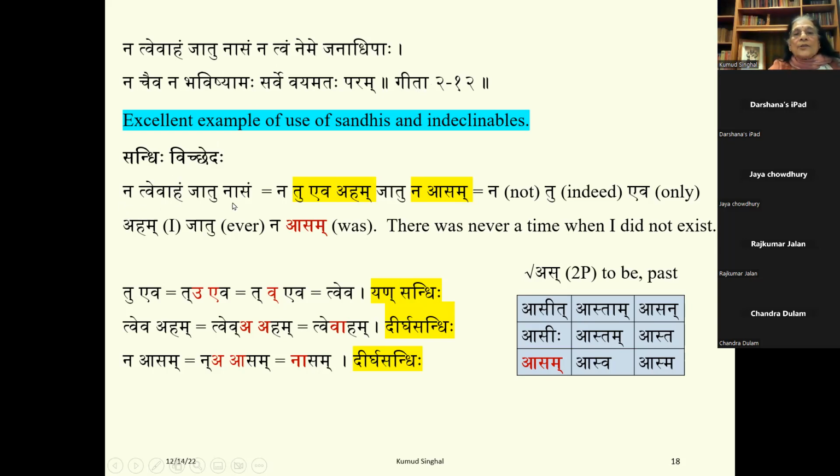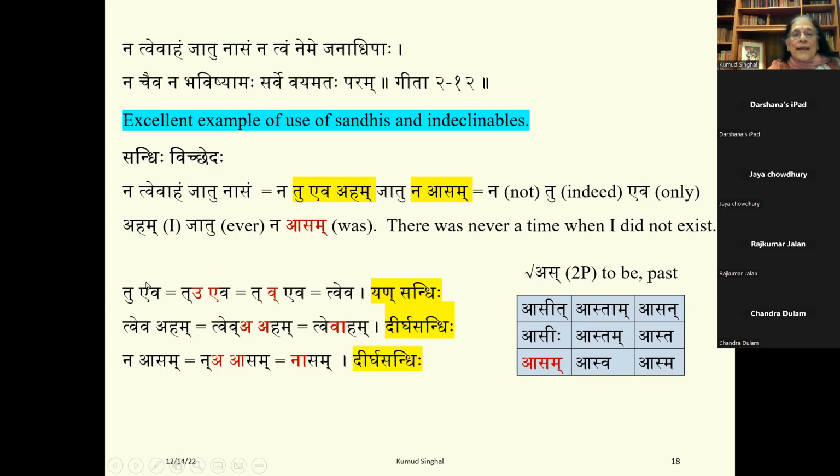Na tvevaham jatu nasam. So the sandhi is na tu eva aham. Tvevaham is tu eva aham, and nasam is na asam. So let's do these sandhis and see what they are. The first sandhi is between tu and eva.